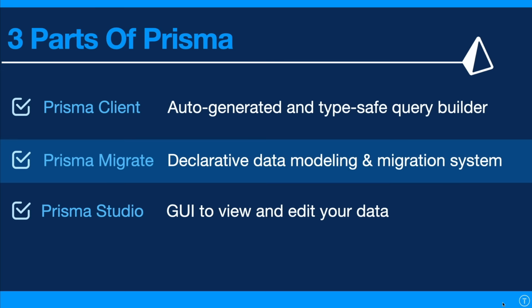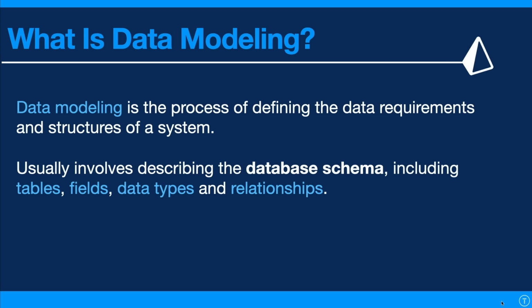Now, for those of you that haven't used something like Sequelize or Mongoose or any ORM, I just want to quickly go over data modeling. So data modeling is the process of defining the data requirements and the structure of a system, and it's used to define the data model for a database. So in Prisma, this usually involves describing the database schema, including tables, fields, data types, and their relationships to each other. Effective data modeling in Prisma is crucial because it forms the foundation that your database operations and your queries are built on, and it ensures that the data is structured efficiently, accurately, and that it aligns with the needs of your application.